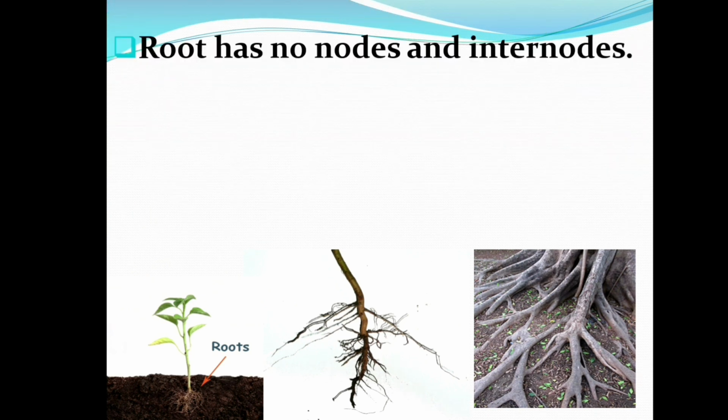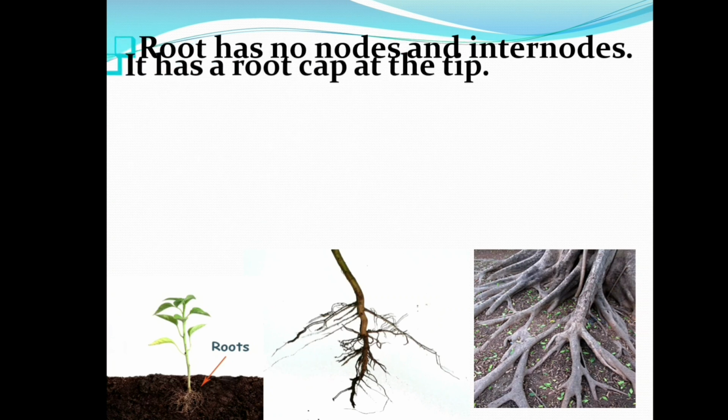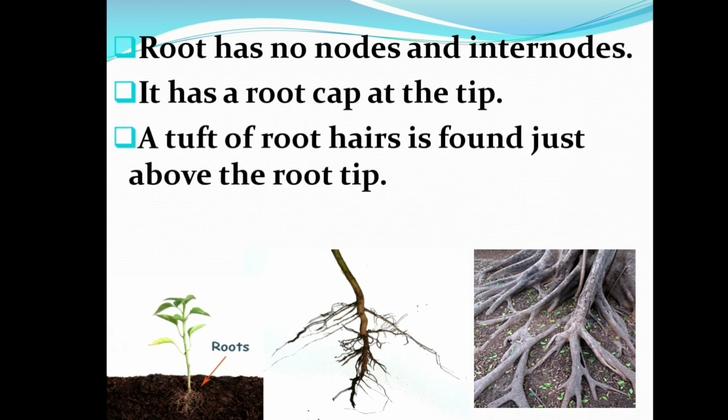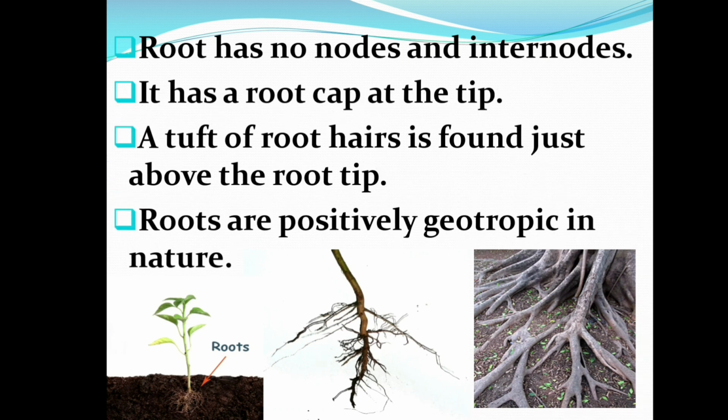A root has no nodes and internodes. It has a root cap at the tip. A tuft of root hairs is found just above the root tip. Roots are positively geotropic in nature. So roots don't have nodes and internodes, and they have a root cap at the tip. A tuft of root hairs is found just above the root tip. So roots are positively geotropic in nature.